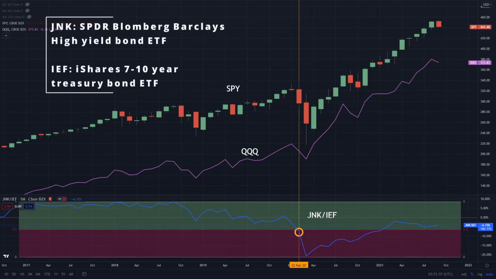JNK is the SPDR Bloomberg Barclays High Yield Bond ETF, and IEF is the iShares 7 to 10 year Treasury Bond ETF. If an investor was given the opportunity to invest in 2 nearly identical bonds, with one bond paying 2% per year and the other paying 6% per year, logic says most would choose to invest in the higher yielding bond. In the real world, the bond paying 6% also comes with a higher risk of default.